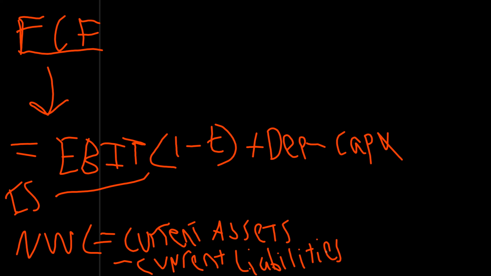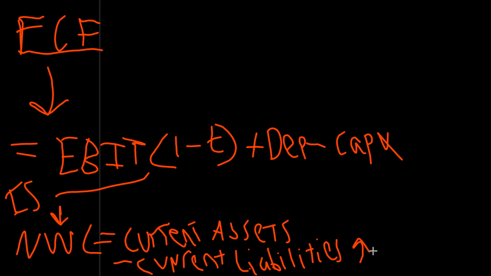Okay, so how does this affect the free cash flow? Well, think of it this way. If your net working capital were to go down, what would that mean? It means you have higher current liabilities. Let me undo that, it looked like I wrote current assets are higher. Here, you have higher current liabilities. And if you have higher current liabilities, what does that mean? It means you have less cash on hand.